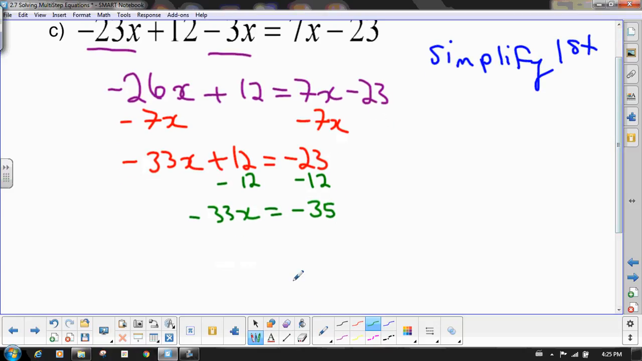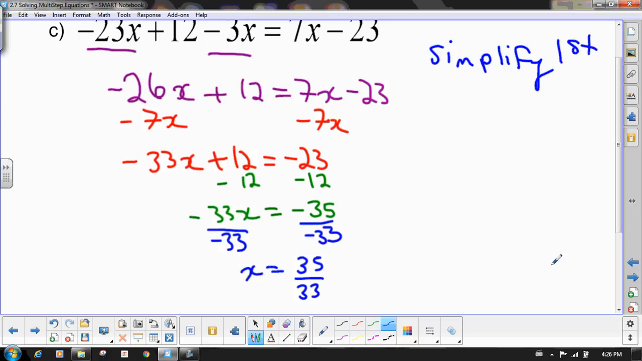Now, our goal, again, we don't want to know what negative 33x is. We want to know what x is. So the opposite of multiplying by negative 33 is dividing. And what I do to one side, I have to do to the other. So I have x is going to equal, the negative and a negative becomes a positive. So my final answer is 35 over 33.